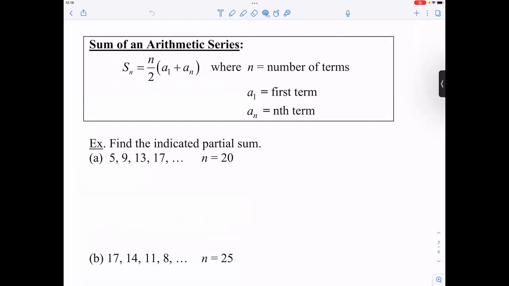So look at the first example here. We have a list of numbers. The first 4 given. We say, all right, you have 5, 9, 13, 17, and so on. And we say, all right, could you please go ahead and add up the first 20 terms? Okay, well, if you give this question to an elementary school student, what would they do?